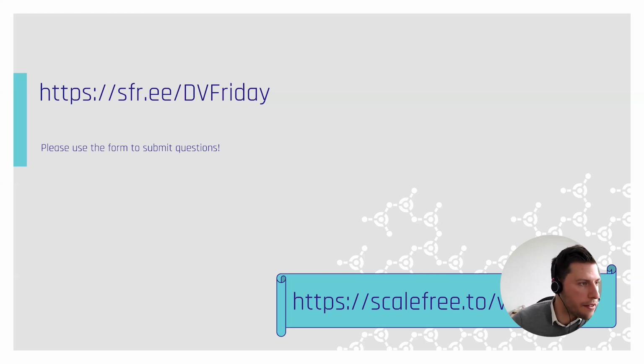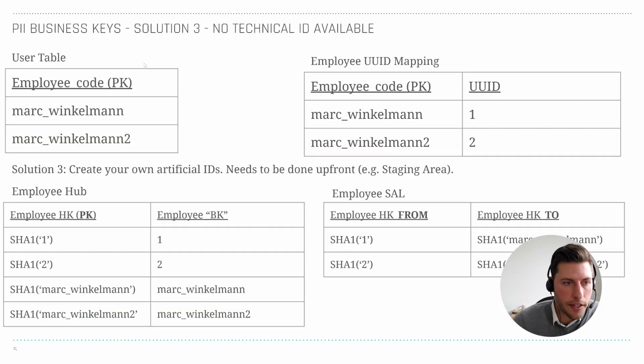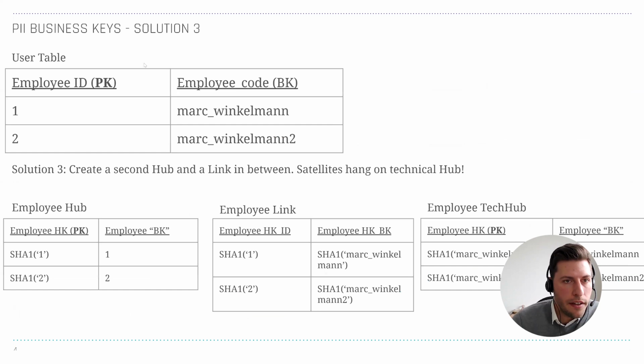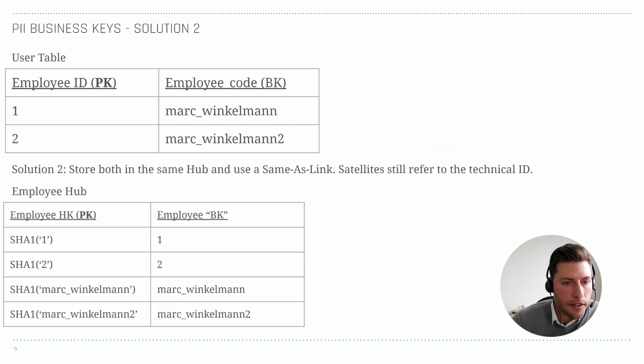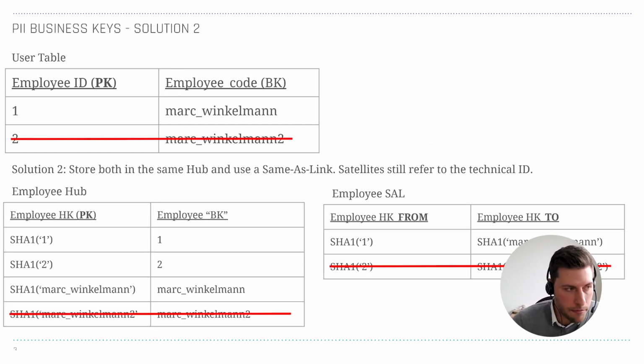Let me check the chat. The other non-deleted record in solution 2 still shows PII data. Let me check. I think it was this one here. Yeah, so here the delete request was only on the second one. I just wanted to show you that.